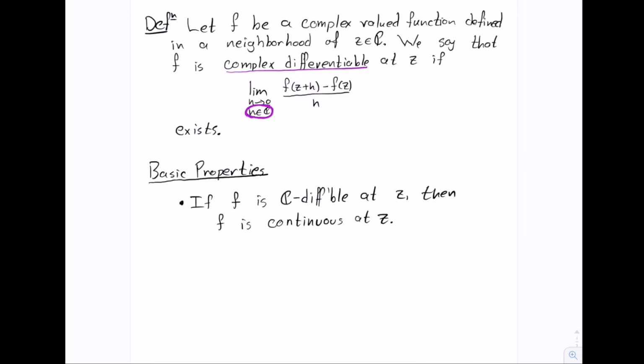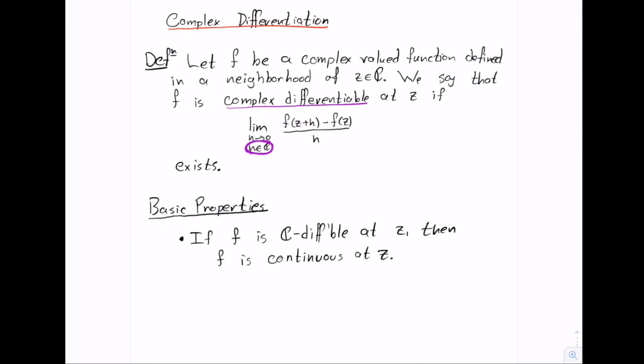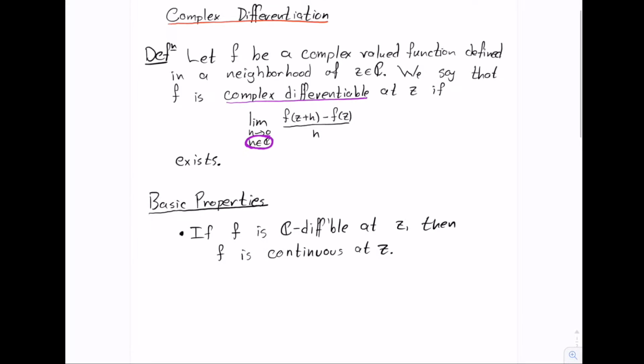And the basic idea there is again, the proof is identical. So you look up here at the definition of complex differentiability, and if this limit has any hope or prayer of existing, then since the denominator is going to 0, the numerator had better be going to 0 as well. But the statement that that numerator goes to 0 is precisely the statement that f is continuous at the point z.